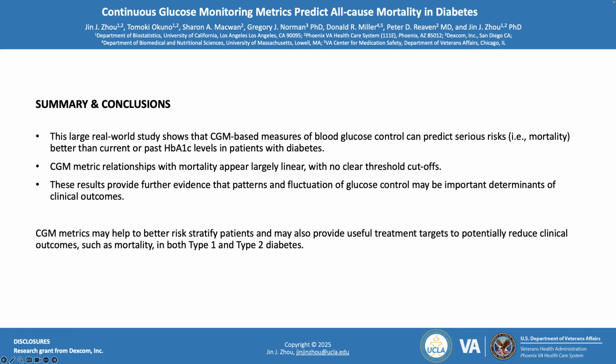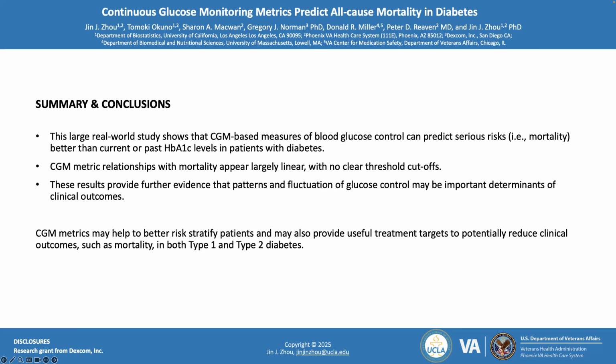In summary, our large real-world study demonstrates that CGM-based measures of glucose control predict serious risk, including mortality, even more effectively than current or past HbA1c levels. These CGM metrics show largely linear relationships with mortality, indicating no clear cutoff points.